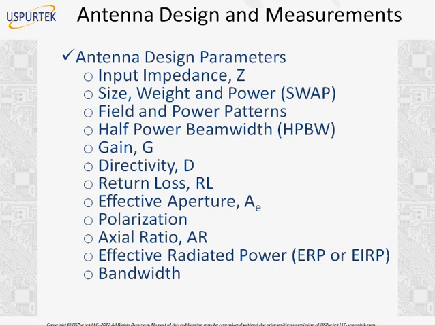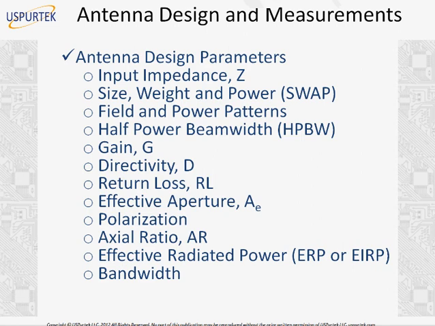Okay. So let's have a recap of the antenna design parameters that we covered in the previous webinar of part 1. All these parameters have to be considered whenever we design any antenna. So we have input impedance. We have to consider size, weight, and power of the antenna for a specific application. Then we have to consider the field and power patterns. What type of power patterns we want the antenna system to have. And then we want to know what is the half power beam width. What is the width of the beam that we want to generate with a transmitting or a receiving antenna. And what is the antenna gain we are targeting? What type of coverage we want to have with that antenna. Directivity. So what type of directivity do we want to have?